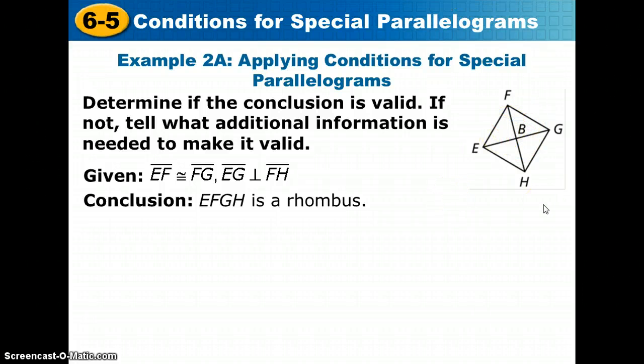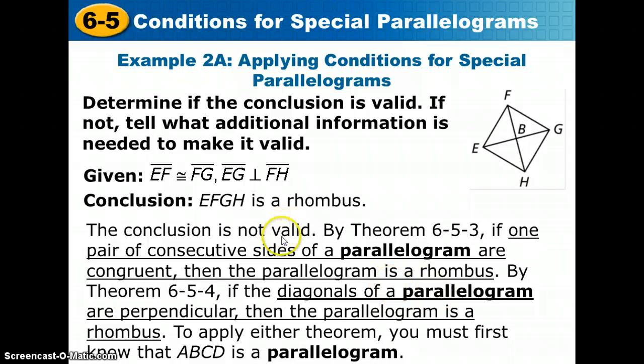That EF is congruent to FG means a consecutive pair of sides are congruent, and EG is perpendicular to FH means the diagonals form a right angle. This conclusion is not valid, and here's why.